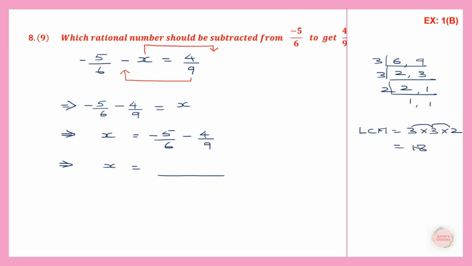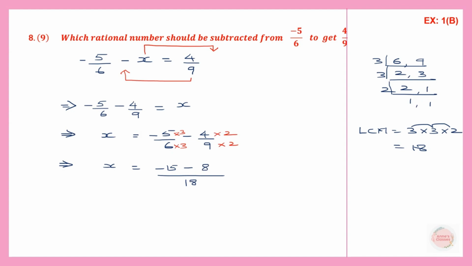Now let's use 18 as the common denominator, that is the LCM. Like I said, there are different ways of doing this. So let's do this carefully. So let's use this method which is normally being taught in all schools. 6 3s are 18. So minus 5 into 3 is minus 15. Minus 9 into 2 is 18. So 4 into 2 is 8.